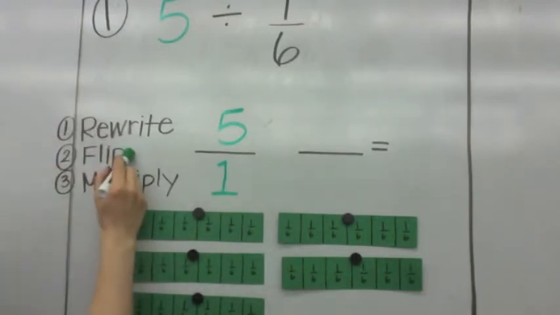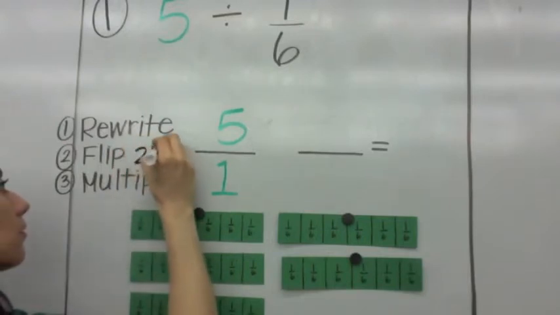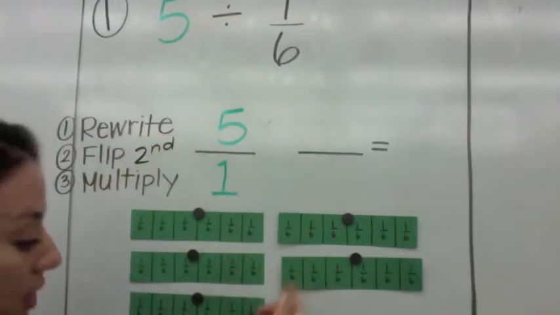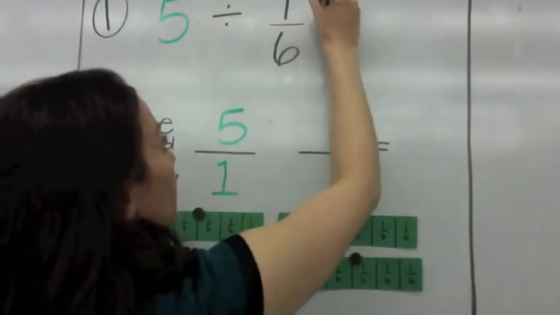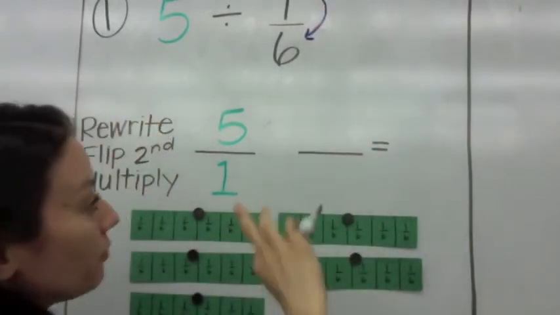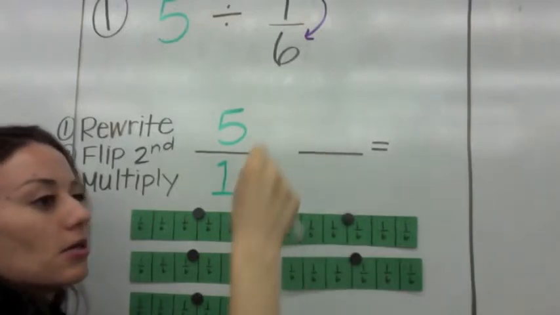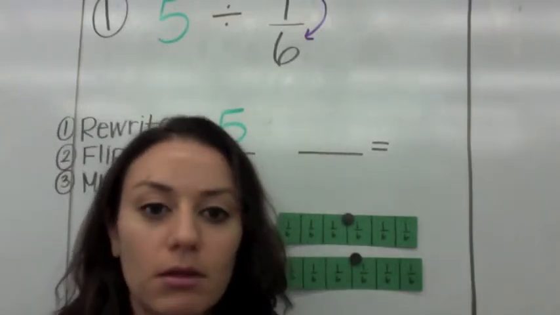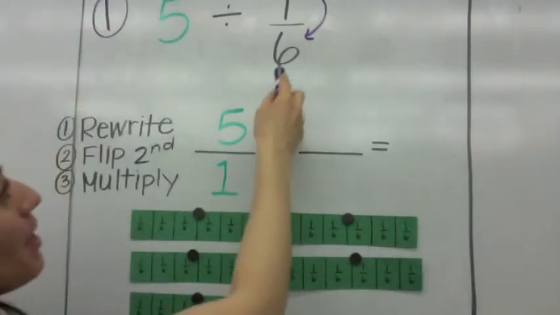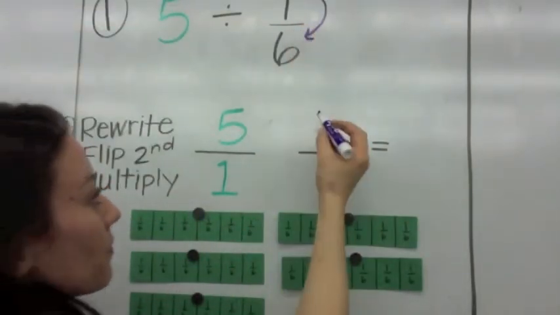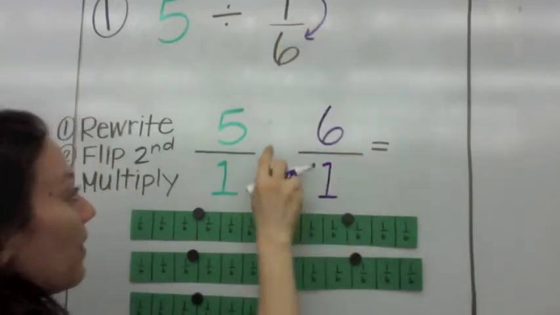Then it says flip. You're actually going to flip the second fraction. The fraction we're working with here is 1/6. So you're going to flip 1/6. How do you flip it? What goes up here if you flip it? Say reciprocal. The bottom becomes the top and the top becomes the bottom. So this is going to make it 6, and then the top becomes the bottom, 1.